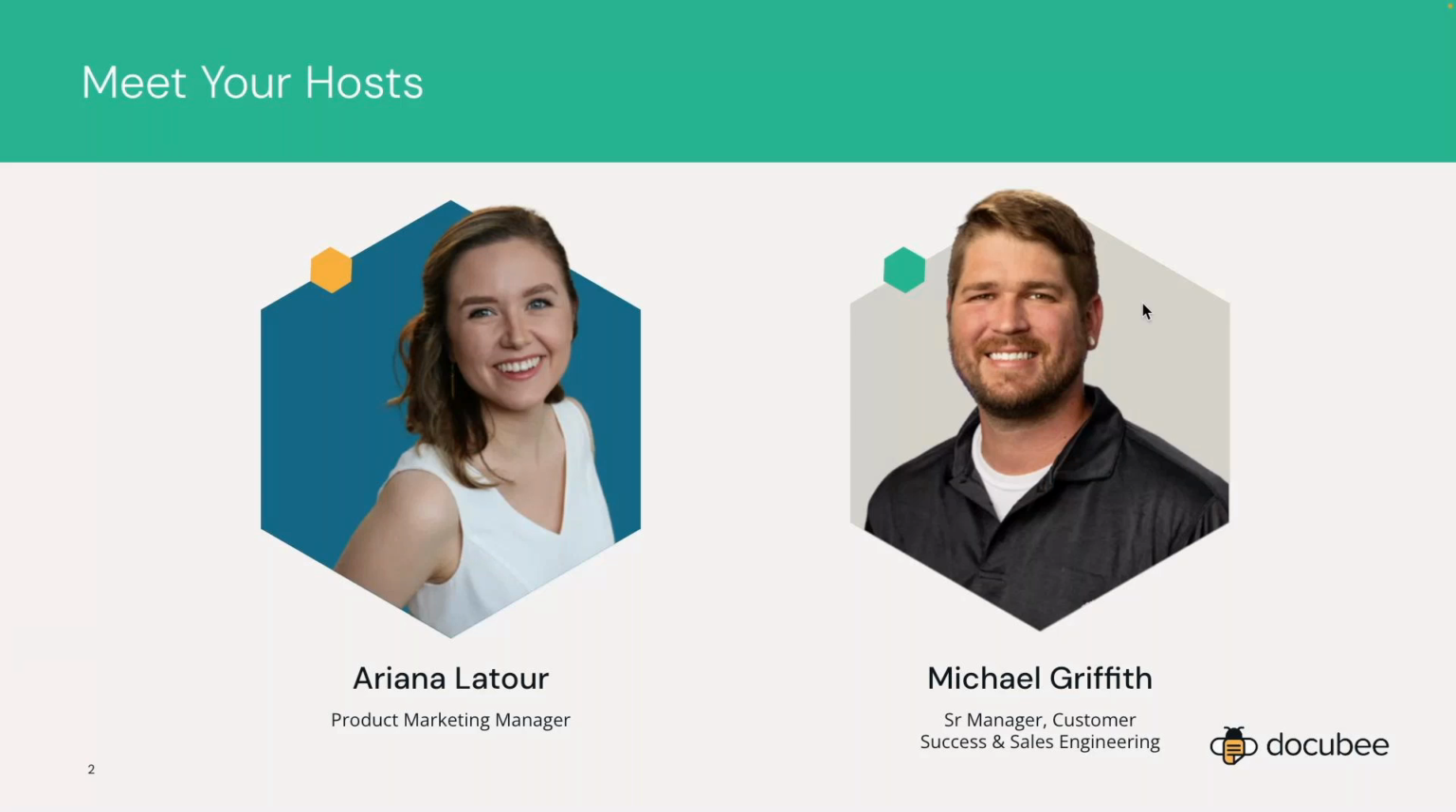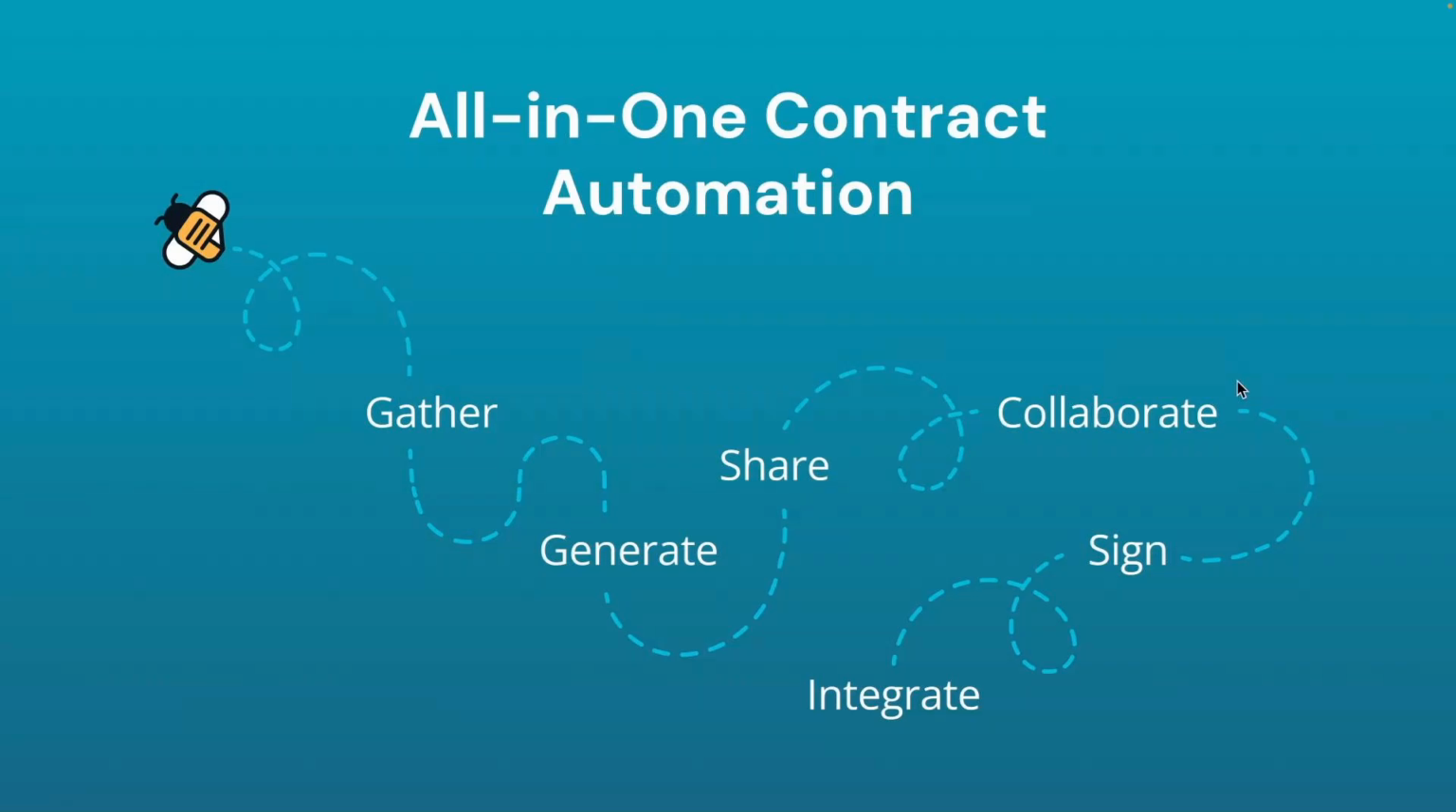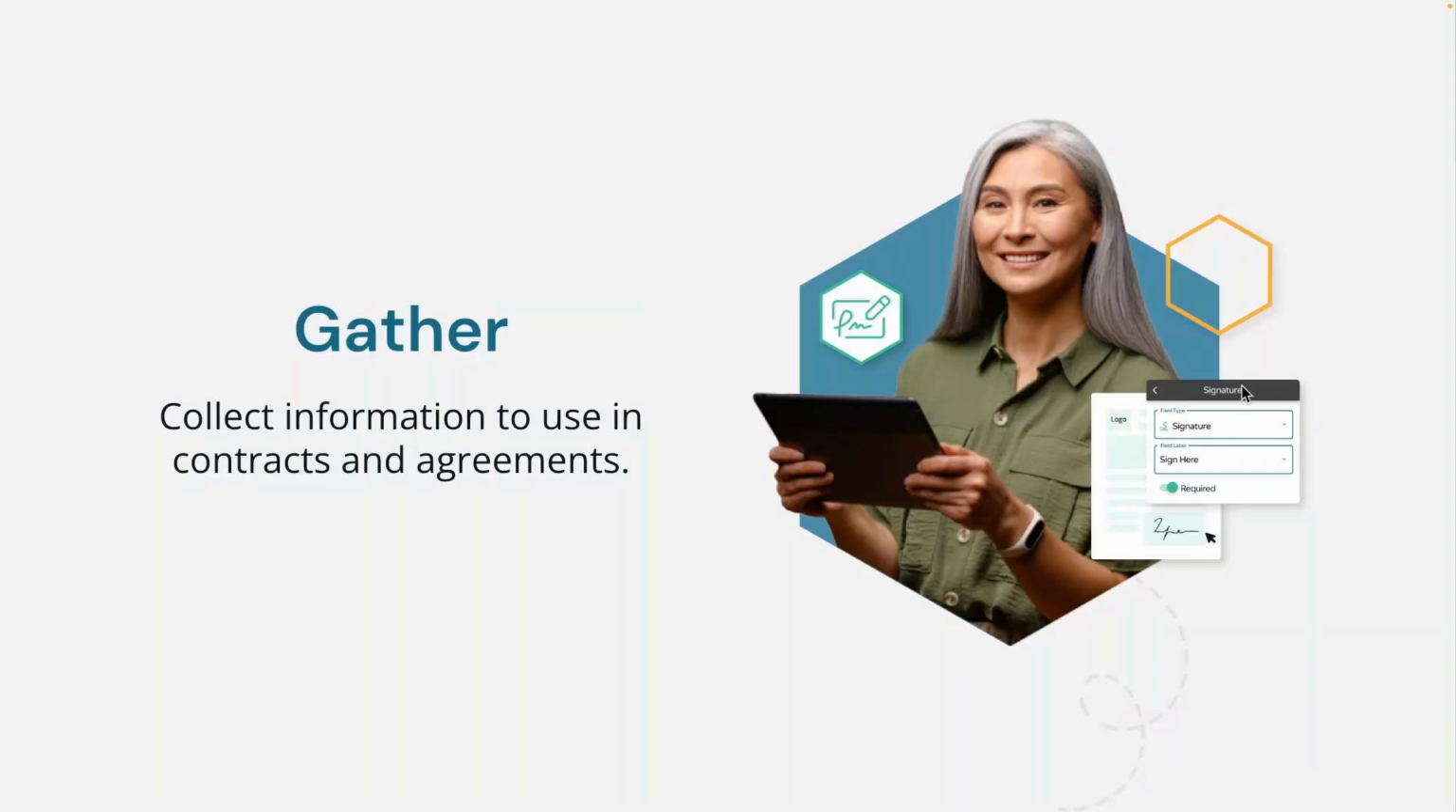With all of that out of the way, let's talk about Docubee. So Docubee is an all-in-one intelligent contract automation platform that helps you fly through contracts by streamlining your processes from start to finish. We do that through 6 main contract stages, which you can see here: gather, generate, share, collaborate, sign, and integrate. And I'll touch on each of these a little bit.